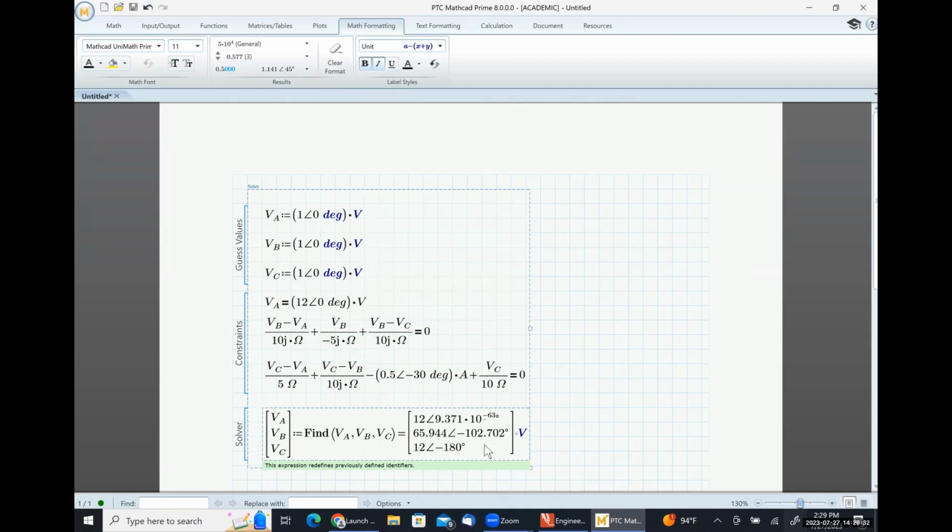Okay? So using these results, we know that our Thevenin voltage is nothing more than VC. So VTH for this particular system should be 12 angle negative 180. So what I'm going to do now is go back to our engineering paper and write these results in.